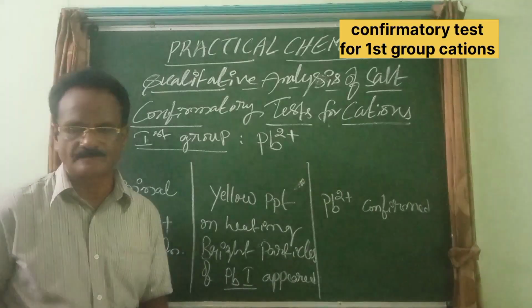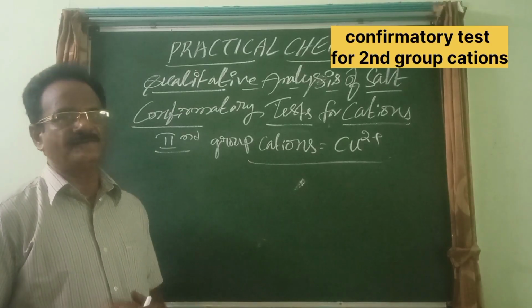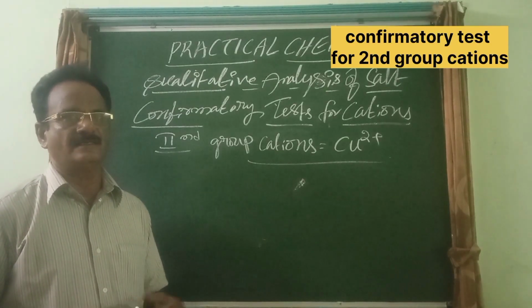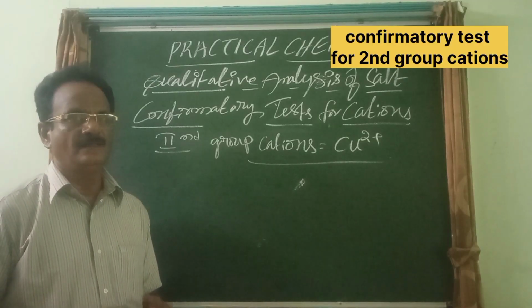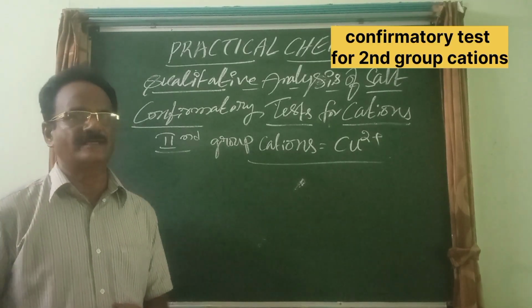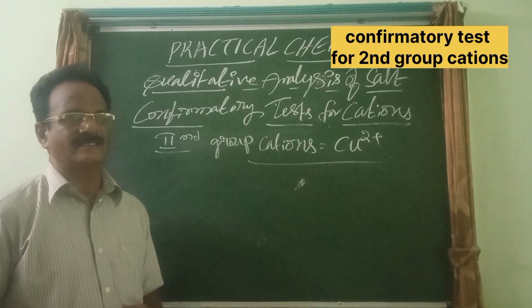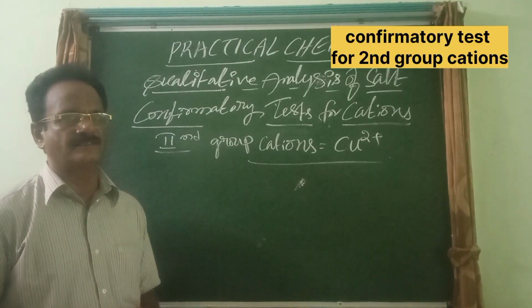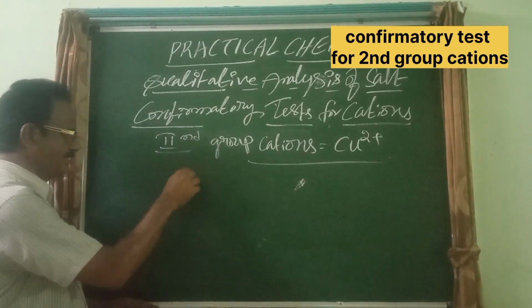Okay, so this is confirmation test for lead cation. Okay, in group identification of cations, if second group cations are identified, then one has to confirm the presence of second group cations in the given salt. Okay, the most common second group cation given in the laboratories is Cu2 plus. Okay, let us see the confirmatory test.